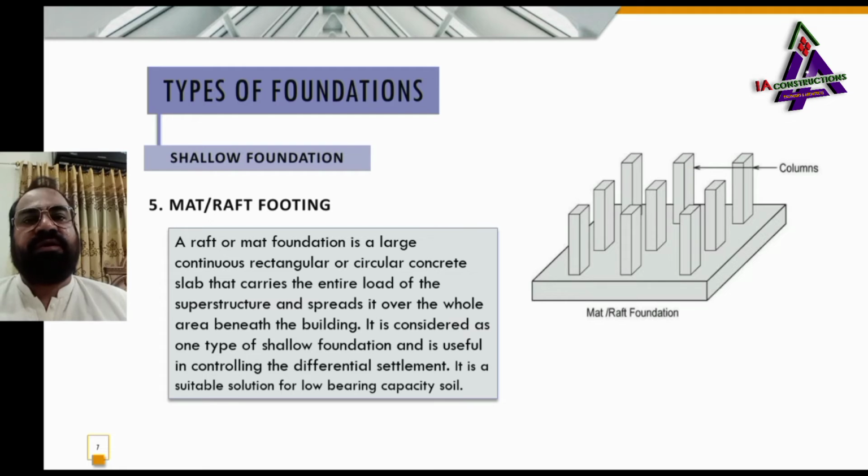Fifth type of shallow foundation is mat or raft footing. A raft or mat foundation is a large continuous rectangular or circular concrete slab that carries the entire load of the superstructure and spread it over the whole area beneath the building. It is considered as one type of shallow foundation and is useful in controlling the differential settlement. It is a suitable solution for low bearing capacity soil.